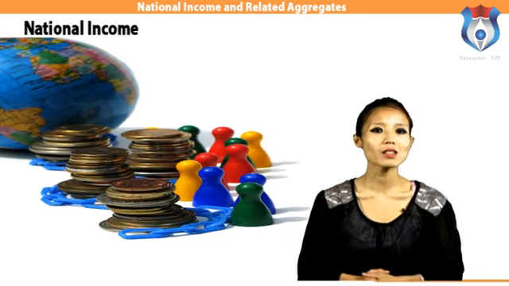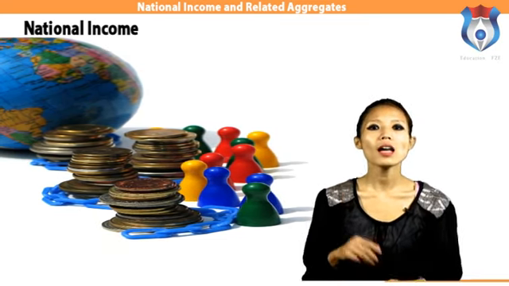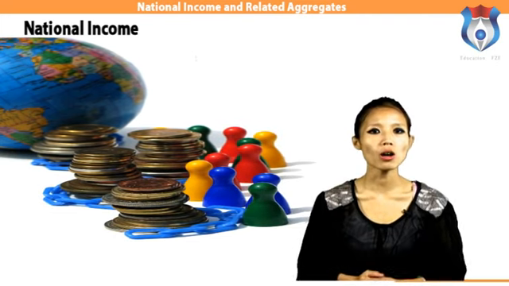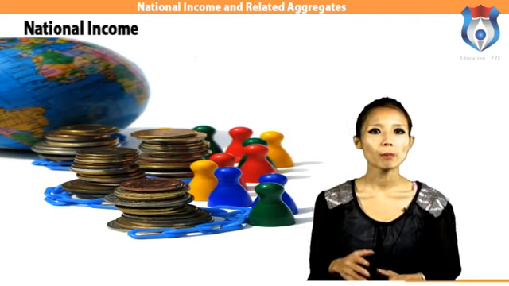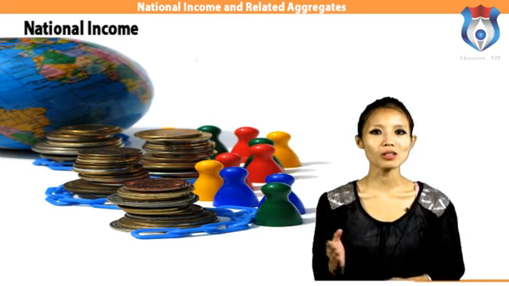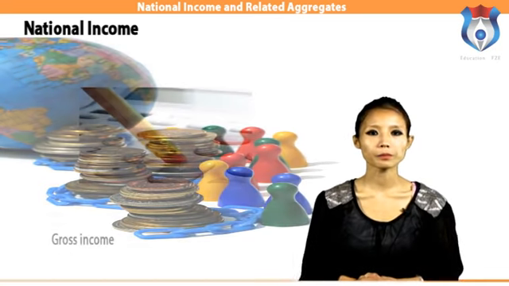Normally, this period consists of 1 year duration, as a year is neither too short nor too long a period. National product is usually used synonymous with national income.